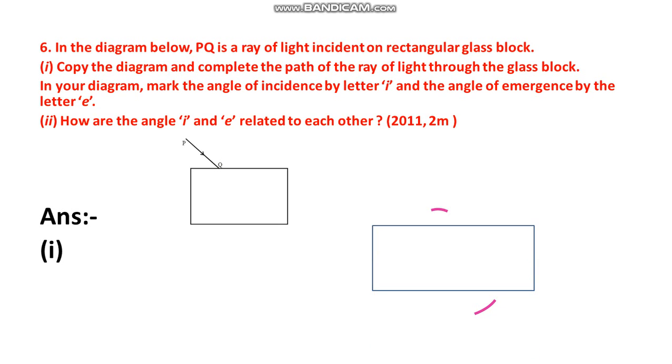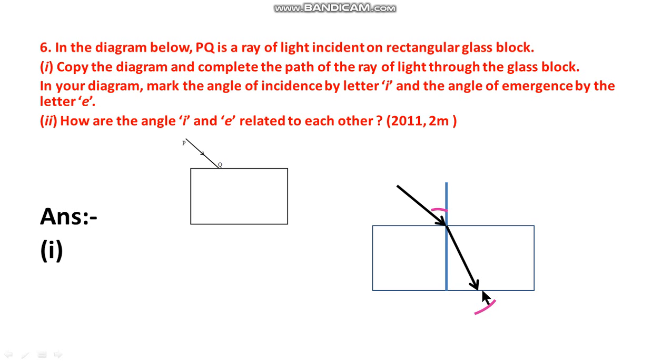So let us draw a rectangular glass block. PQ is an incident ray here. A ray of light enters from air to a denser medium, that means air to glass. What happens? It bends towards the normal. So it is necessary to draw a normal at the first surface. It undergoes refraction, so this is the refracted ray.